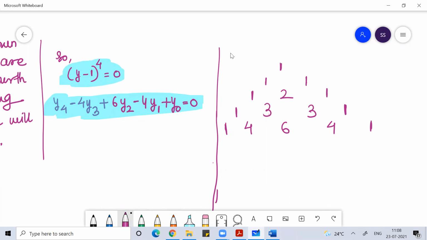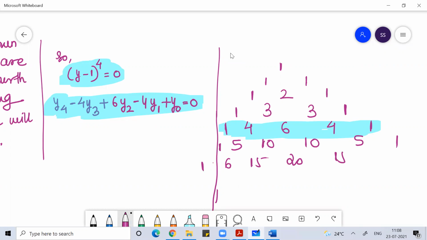Can you see this? Compare the coefficients, simple. Just use the same coefficients and change the sign: plus, minus, plus, minus. Then after this would be 1, 5, 10, 10, 5, 1. Then next 1, 6, 15, 20, 15, 6, 1. Then next 1, 7, 21, 35, 35, 21, 7, 1. This is called Pascal triangle. You can use this as coefficients.